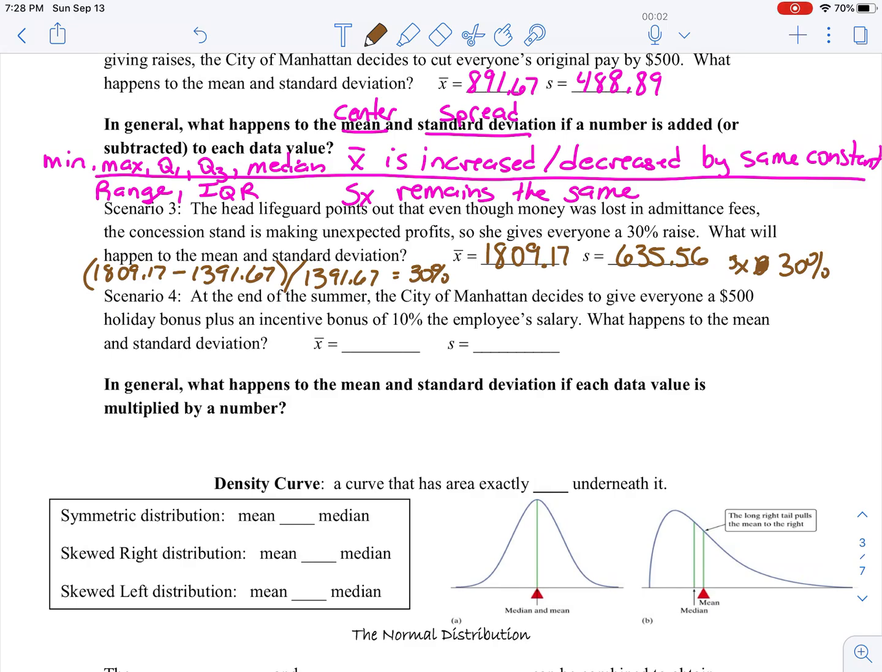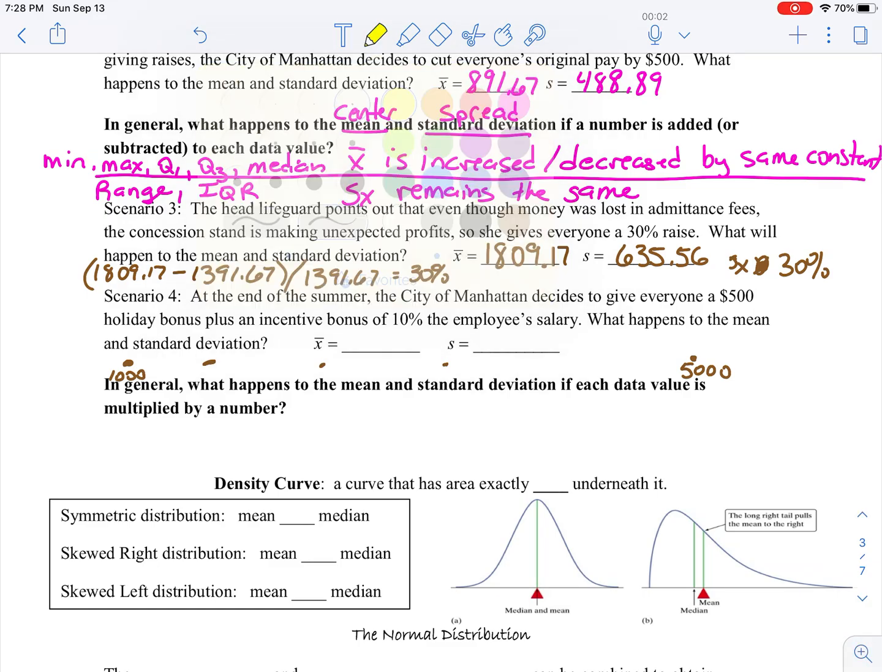Okay, so it increased by the same factor. Let's say here's my old data. For example, this person right here made $1,000, and this person out here made $5,000, and everyone got a 30% raise. So what's 30% of $1,000?